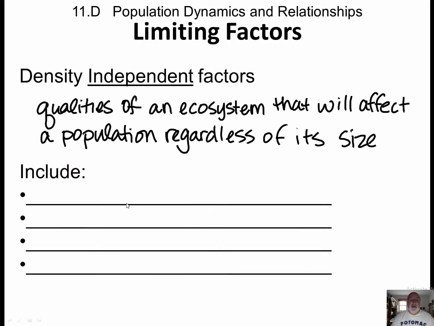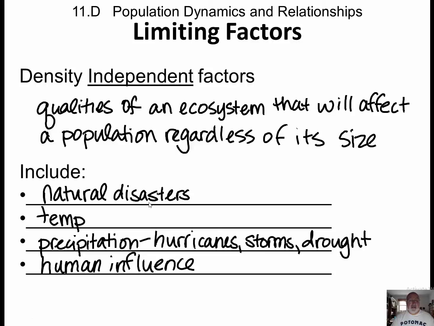Independent factors, these are going to be qualities of an ecosystem that will affect a population regardless of its size. So it doesn't matter if it's 3 in the population or 3 million in the population. And these are natural disasters. Doesn't care how many are in the population. Temperature, doesn't care. Precipitation, hurricanes, storms and drought, don't care. And human influence, we seemingly don't care. There are some organizations that will step in and remind us that maybe we shouldn't do it, but that doesn't mean we're going to listen.